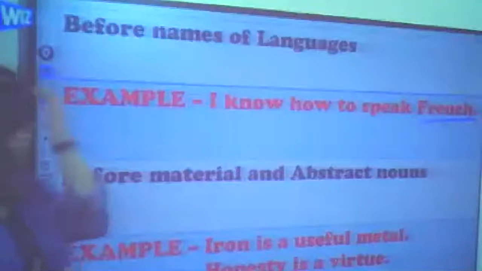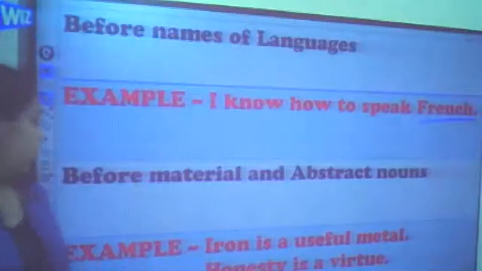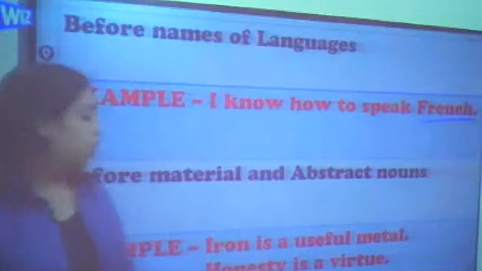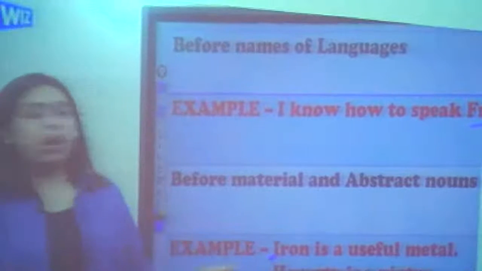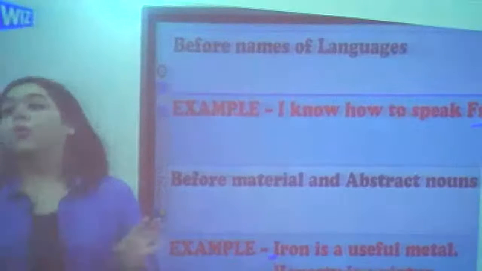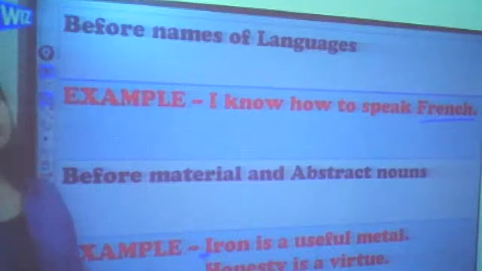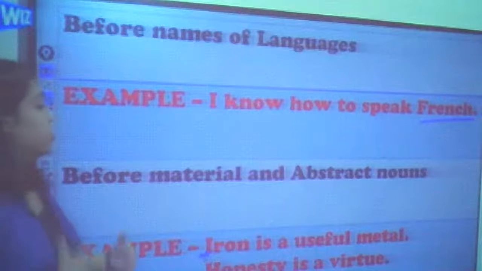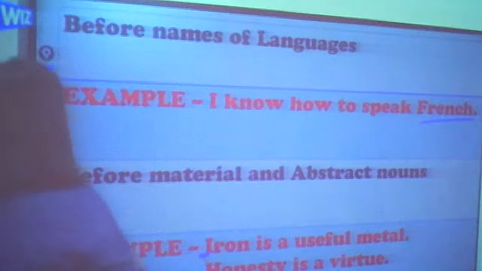Now, before material and abstract nouns, it's very easy: whenever you use material and abstract nouns, you're never going to use any article. Iron is a useful metal. So you see, iron is a material noun. Not the iron, not an iron. Honesty is a virtue. Honesty, again, you see that there is no article. So you're not going to use an article with material or abstract nouns.